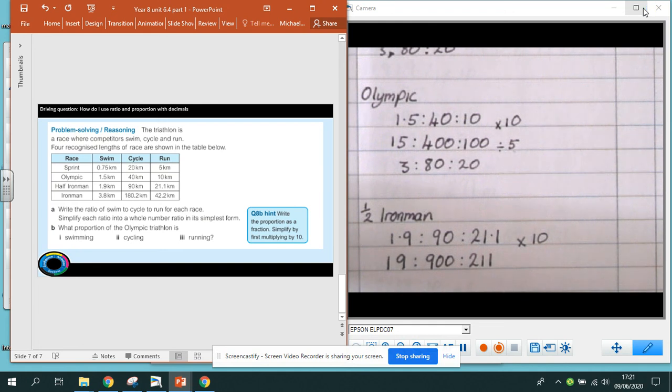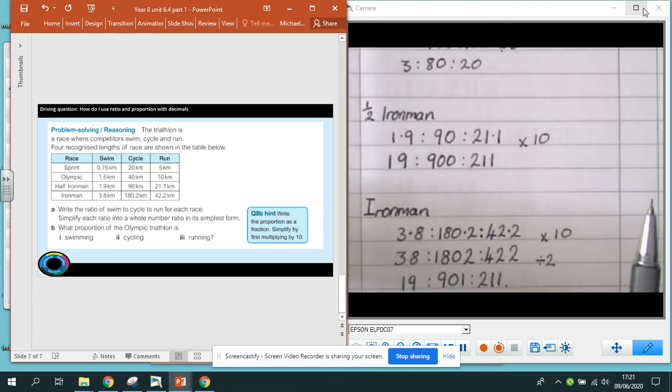The Half-Ironman, a little bit different. 1.9, 90, 21.1, multiplied by 10. I got these numbers, nothing I could do with them. 19 is a prime number, 900 does not go into it, so nothing else is going to work.